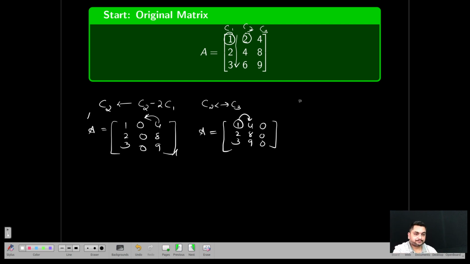So you take C2 is C2 minus 4C1, so that to make it 0, 4 minus 4 into 1 I have to make. So this will become 1, 2, 3, 0, then 0. This will be minus 12. Okay, 9 minus 12 is minus 3. Then this is 0, 0 and 0.